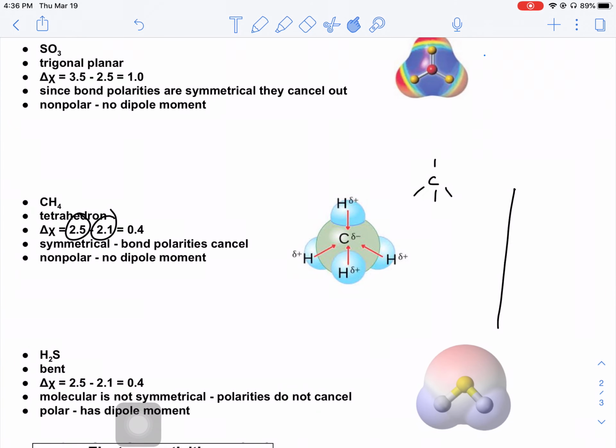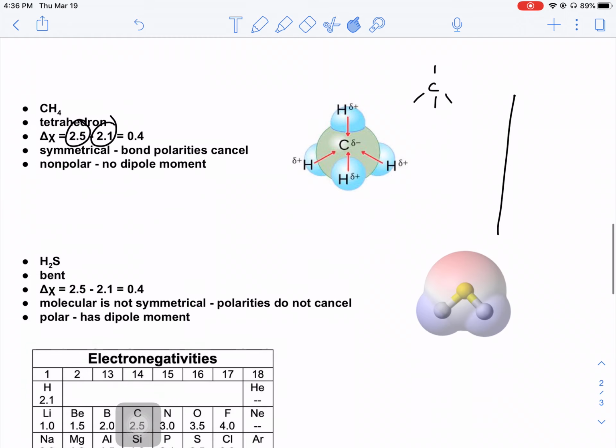Last one, hydrogen sulfide or dihydrogen sulfide, very similar to water in that we do have a bent molecule, sulfur in the middle, surrounded by two hydrogens. Sulfur has an electronegativity of 2.5 and hydrogen of 2.1. So because of its bent geometry and slightly polar bonds, this does have a dipole moment.